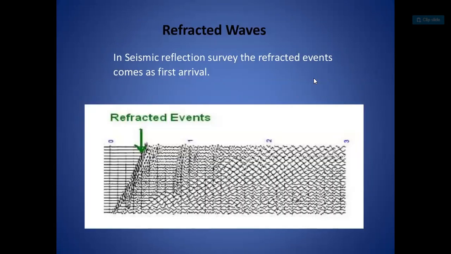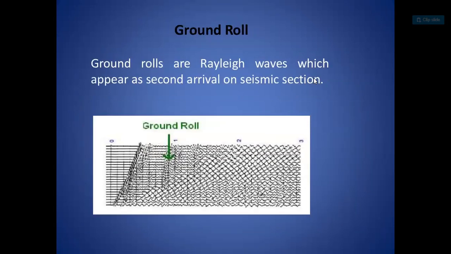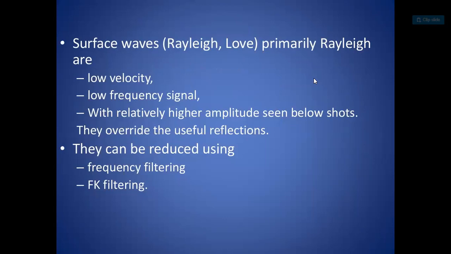Refracted waves: in a seismic reflection survey, the refracted events come as first arrivals. Ground rolls are Rayleigh waves which appear as second arrivals in seismic reflection. Surface waves are primarily low velocity, low frequency signals with relatively higher amplitude seen below shots. They override the useful reflections. They can be reduced using frequency filtering and FK filtering.